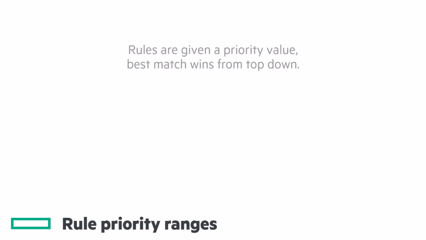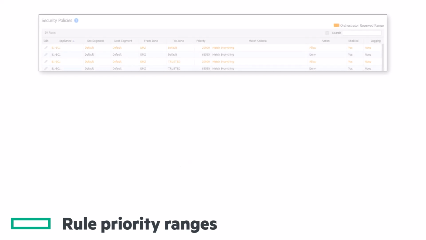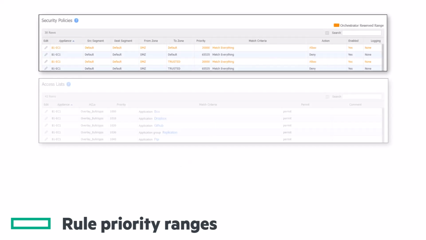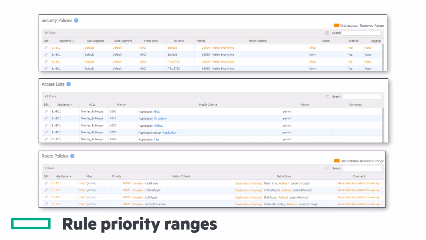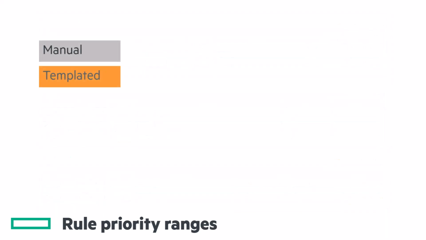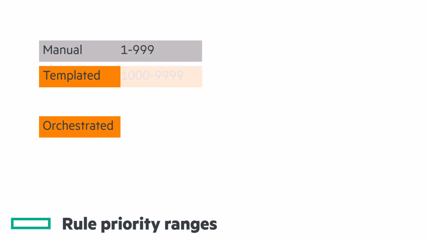As you probably know, rules in EdgeConnect are applied in ascending priority order, first match wins. This is true in security policies, ACLs, route policies, everywhere you can create a rule and give it a priority number. There are three types of rules: manual, templated, and orchestrated. Each has these priority ranges available.